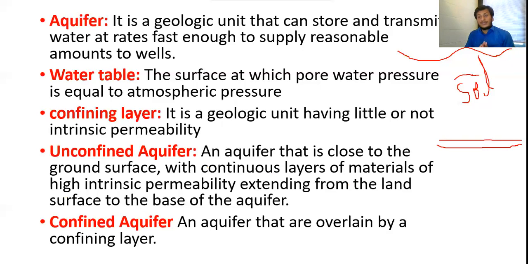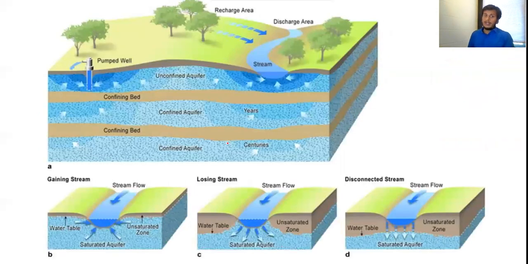Then come two types of aquifers: unconfined aquifer and confined aquifer. The third one is the perched water table. So let's see the main parts here. The unconfined aquifer is the most common, I'd say. For an unconfined aquifer, there is no confining layer above it, which means it has less water pressure compared to the other.